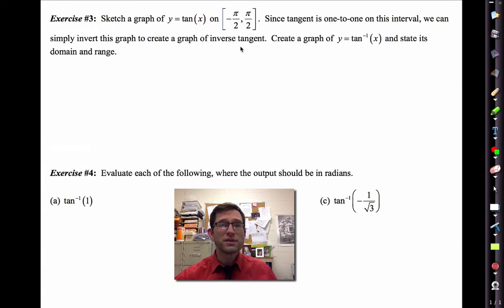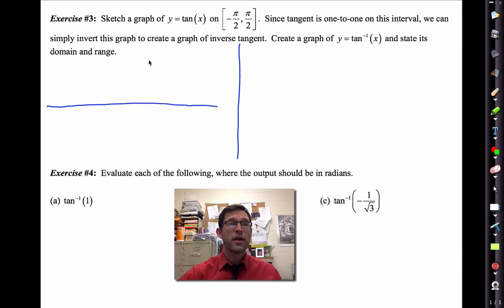So what I'd like you to do is pause the video right now and see if you can remember, and it is a very good graph to know, how tangent looks between these 2 x values. Pause the video now, look up in your notes if you need to, play around with it on your calculator, but see what tangent looks like. Okay, let's go through it.